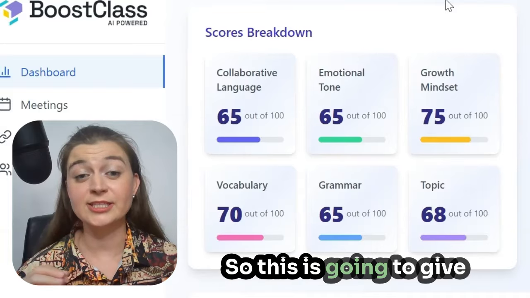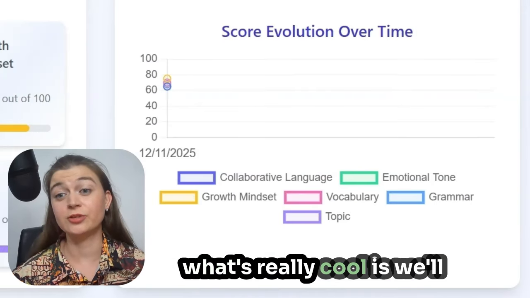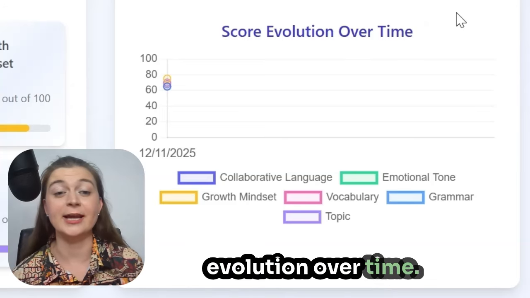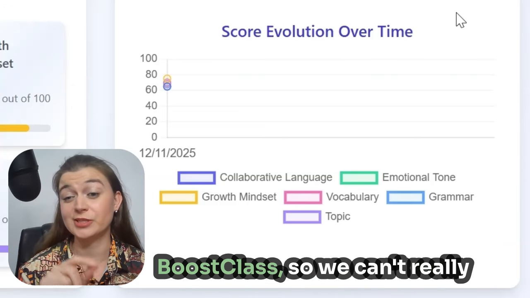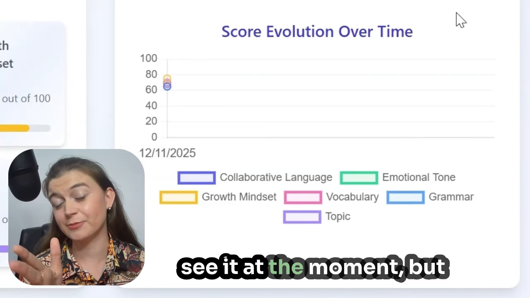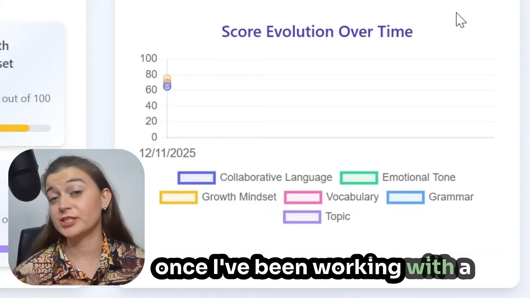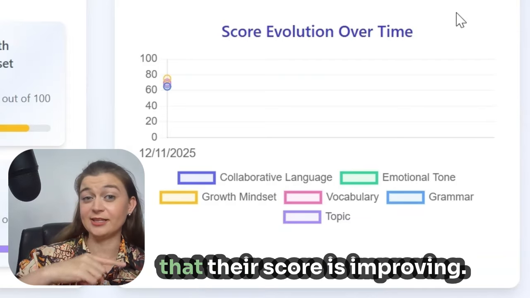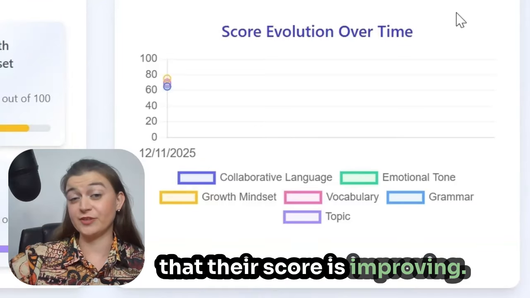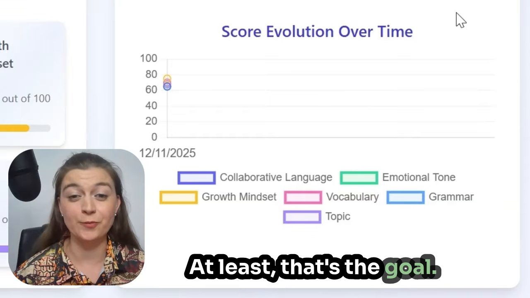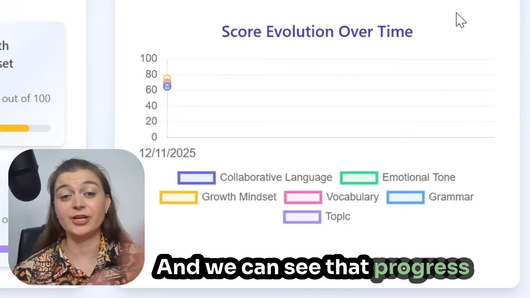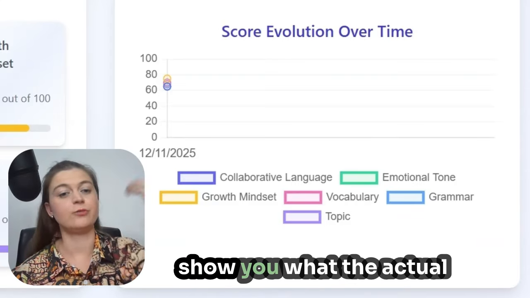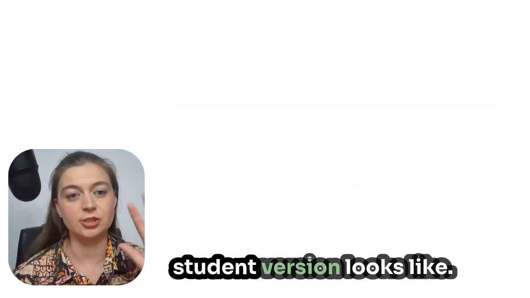So this is going to give you different scores. And what's really cool is we'll be able to see that score evolution over time. Now, this is a new feature in BoostClass, so we can't really see it at the moment. But once I've been working with a student, let's say 2 or 3 months, we'll be able to see that their score is improving. At least that's the goal. And we can see that progress in each of these areas. Let me go ahead and show you what the actual student version looks like.